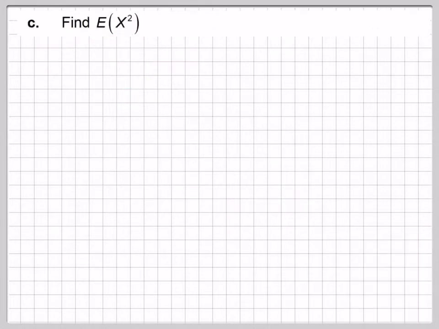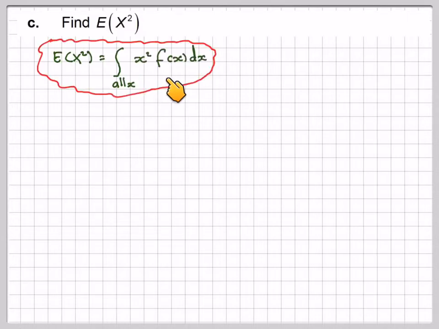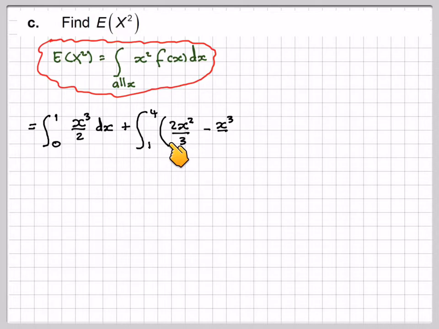Screenshot for that one. Find E of x squared. Well, similar process, but for E of x squared we need to add in an extra x. It's x squared times f of x. For all x, it's the integral from 0 to 1 of x cubed over 2 dx, plus the integral from 1 to 4 of 2x squared over 3 minus x cubed over 6 dx.